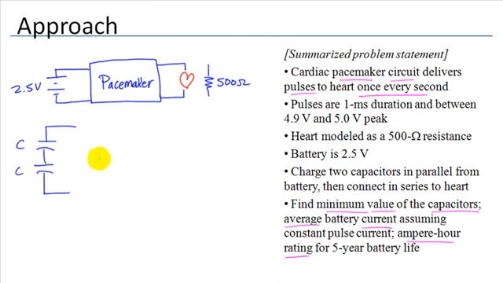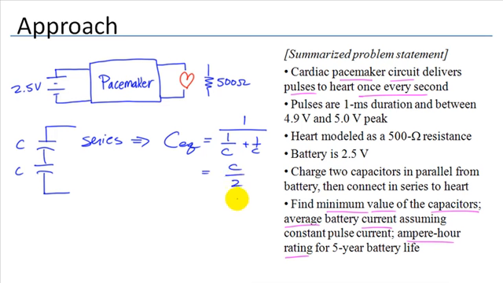Alright, let's see how we can think about the pulse delivery phase. The capacitors are in series. Each capacitor has the same value of capacitance, which is C. So we know that the equivalent of two series connected capacitors would be the sum of their reciprocals, and then we take the reciprocal of that. So the equivalent capacitance is actually 1/2 that value of capacitance C.